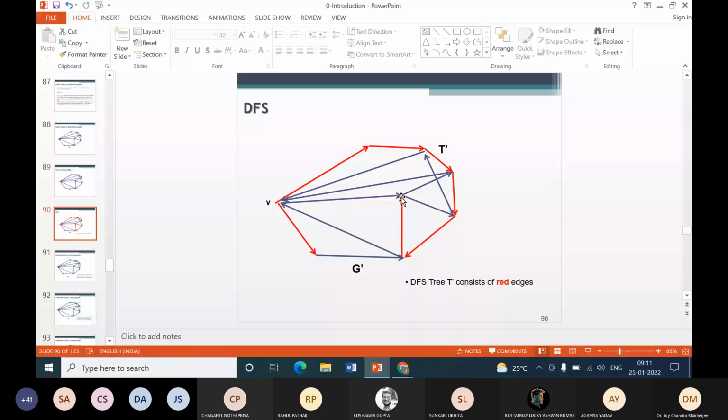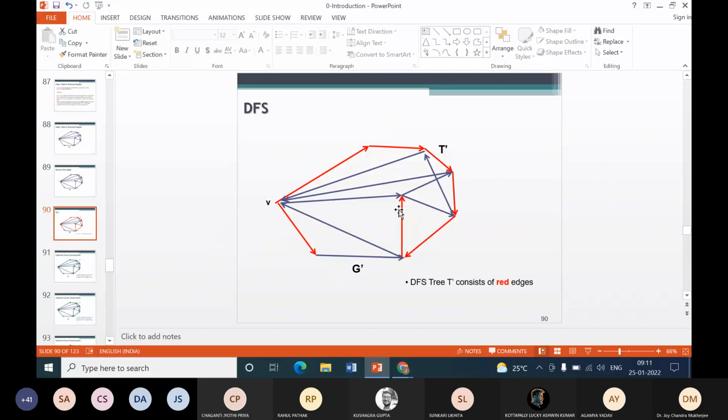If I go by this, I have already visited it, so I can't go. So I need to backtrack and I have to go here. So these red edges give me the DFS tree T prime. These are the DFS tree edges.